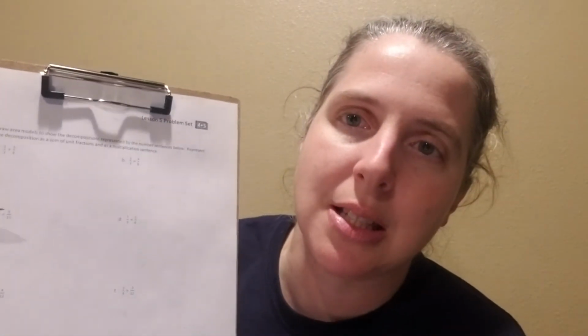All right, this says, draw area models to show the decompositions. What does that mean? Break them apart. How can I break it down to still get the same answer? Represented by the number sentences below. They're giving you what kind of fractions? Equivalent. They're telling you what it equals before you draw it, okay?